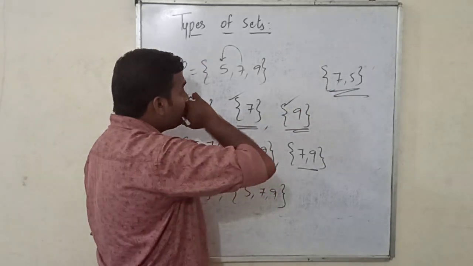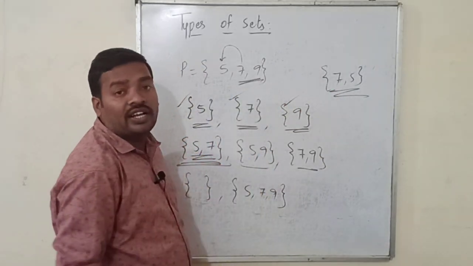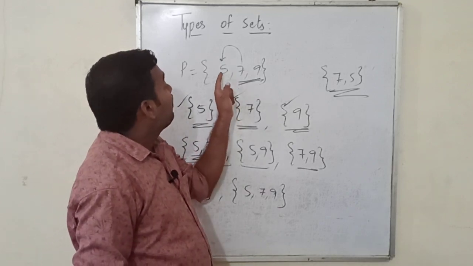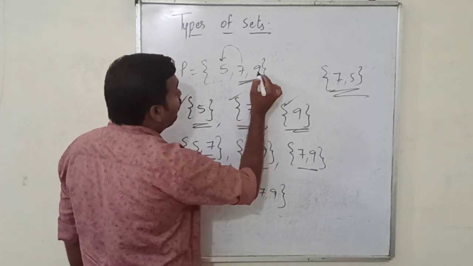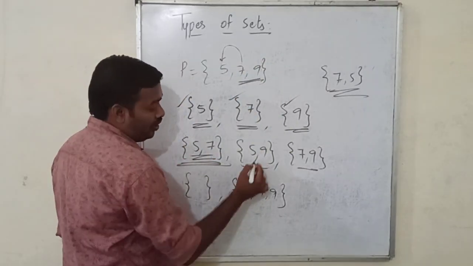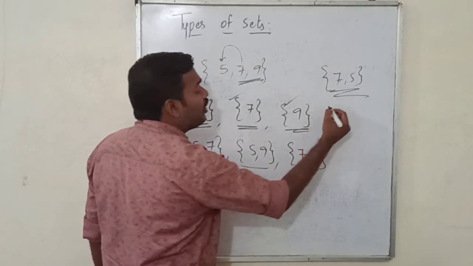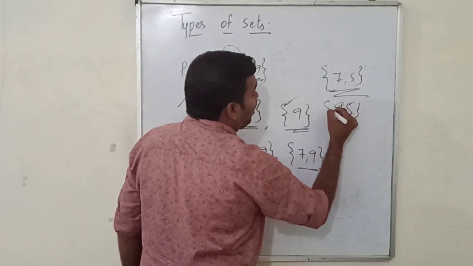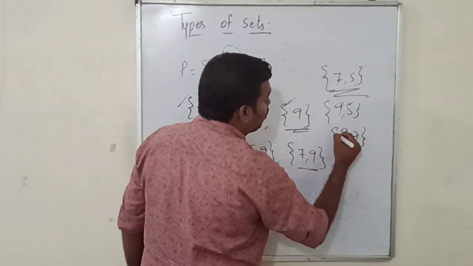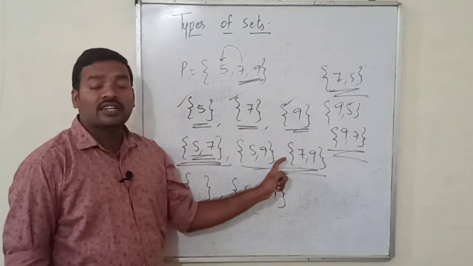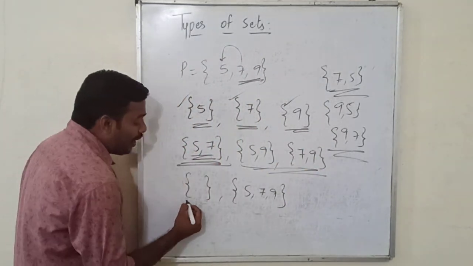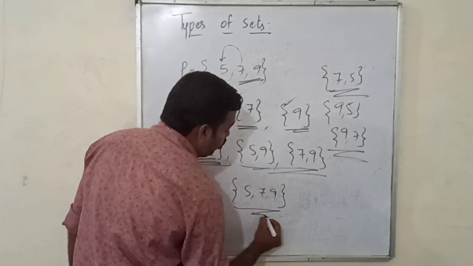So I am considering the combination of 7 and 9: 5, 7, 5, 9 and 7, 9. With 9 we have already written 5, 9 and 7, 9. So we need not write again 9, 5 and 9, 7 because these are the same as those. And I am writing the empty set and the total set.